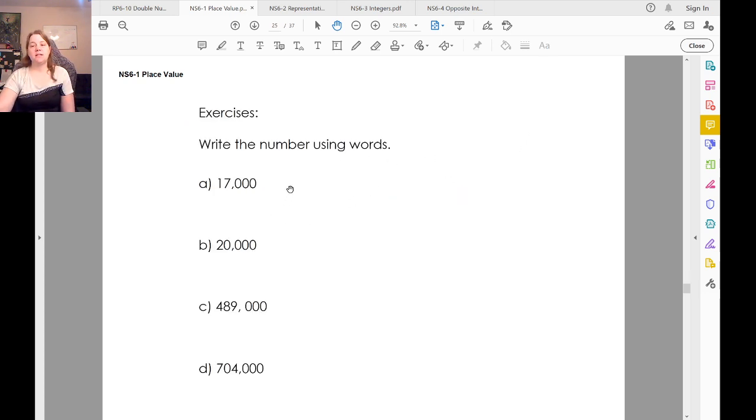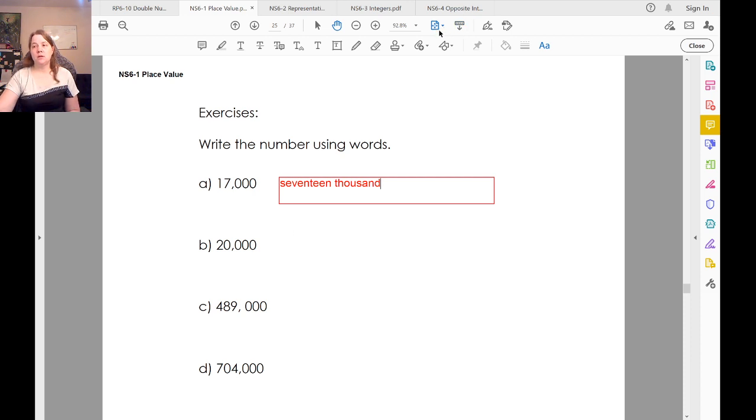Now they want us to write these numbers using words. You can see that there's something in the thousands section, but there's nothing that comes in the ones. So this isn't going to be as difficult as maybe it first appears. Go ahead, do this on your own, and when you come back, we'll talk about it.